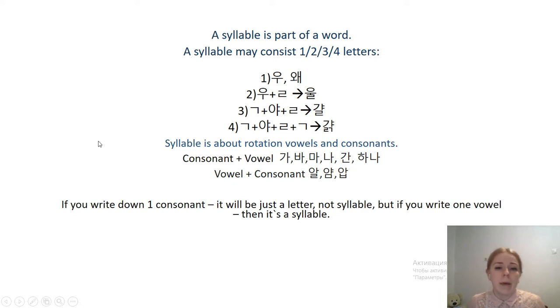Okay, you maybe thought that a syllable always has a rotation of vowels and consonants. So here it is u plus l, vowel and consonant. Kel is again consonant plus vowel plus consonant. And here it's consonant plus vowel plus 2 consonants. 2 consonants might be only in Pachim. So it's double Pachim. We will talk about how to read them in the next lesson.